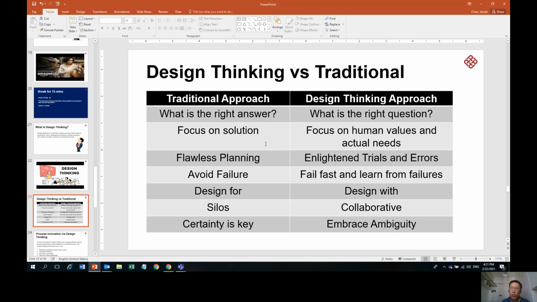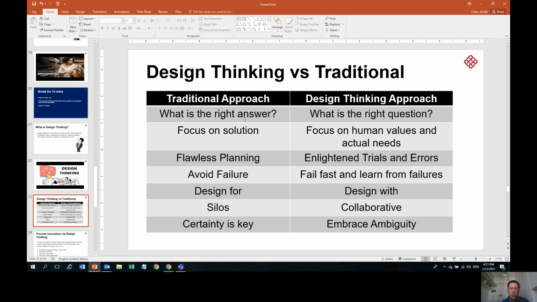As I mentioned, design thinking is a problem-solving approach. If you compare it with the traditional approach, there are a few areas where design thinking is very different. The first one is that the traditional approach always assumes you know the questions, you know what problems you're going to solve. What you need is just to find the right answers.